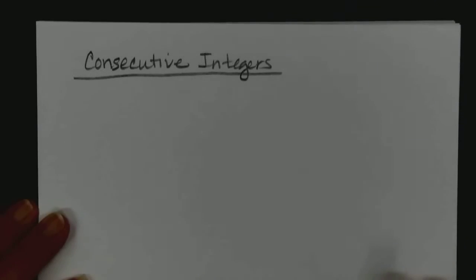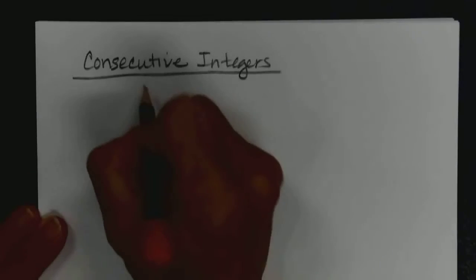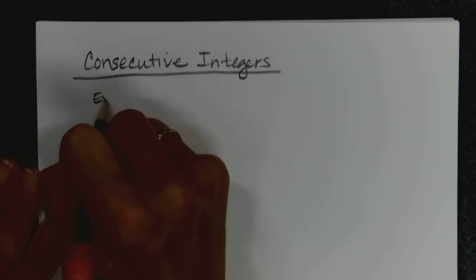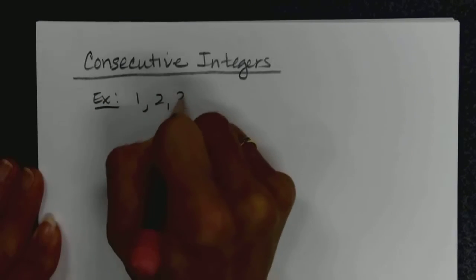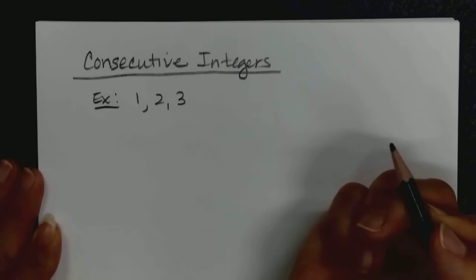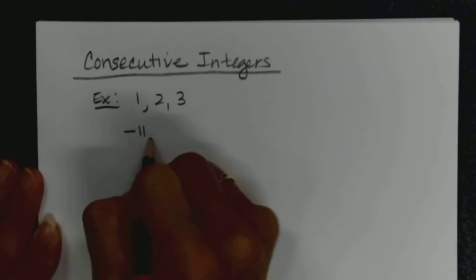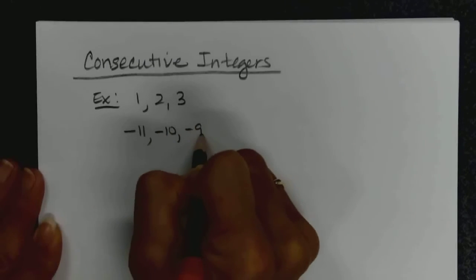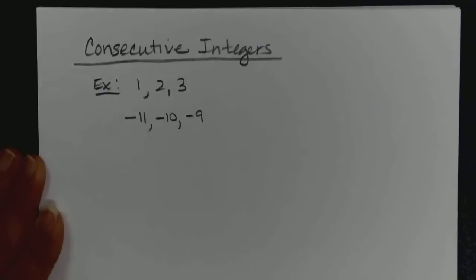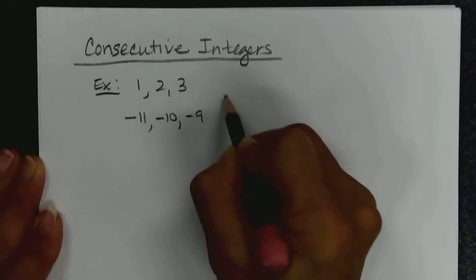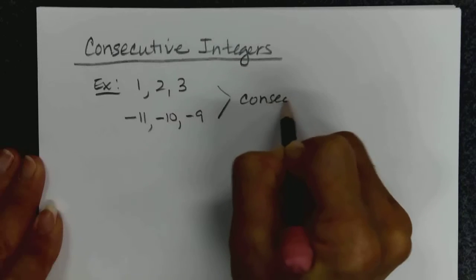Remember, consecutive integers are numbers that are in order, one after the other. So consecutive integers, as an example, would be 1, 2, 3. Or if you did negative 11, negative 10, negative 9. Those are consecutive integers. They have to be in order from least to greatest, okay? So these are consecutive integers.